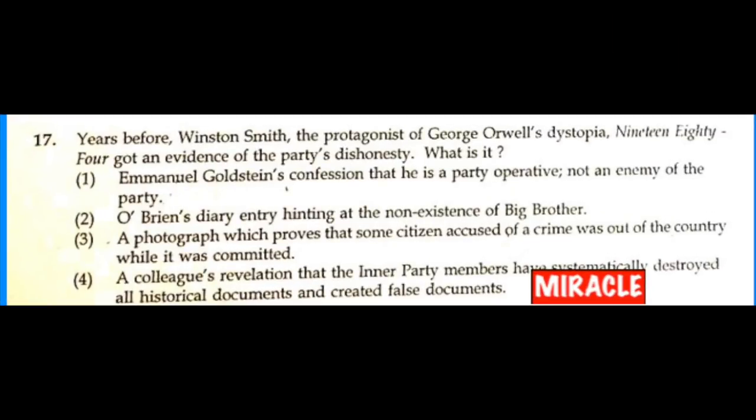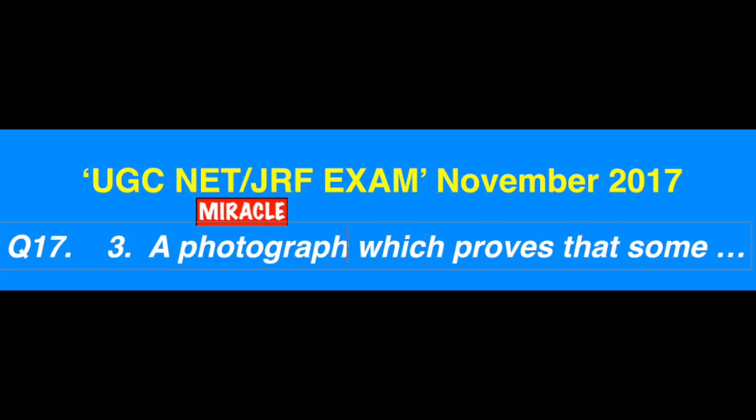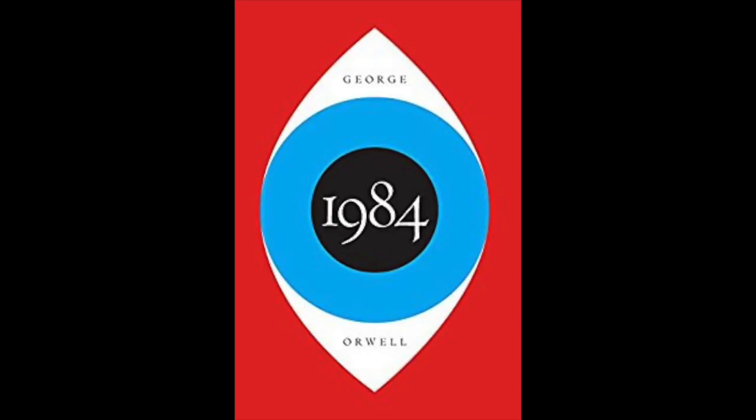Question number 17. Years before Winston Smith, the protagonist of George Orwell's dystopia, 1984, got in evidence the party's dishonesty, what is it? There are various choices, but the most probable, or correct one, is the third: a photograph which proves that some citizen accused of a crime was out of the country while it was committed. Now, this classic novel was published in 1949.